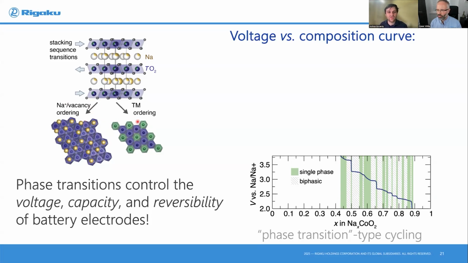And then you can also get effects in the transition metal layer as well. Ordering can happen depending on the sample prep. And also you can get migration of transition metals.